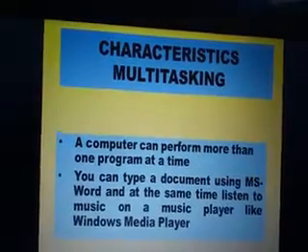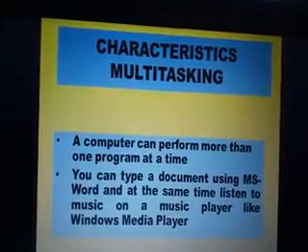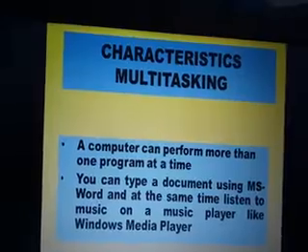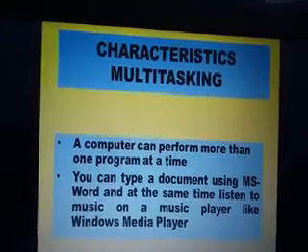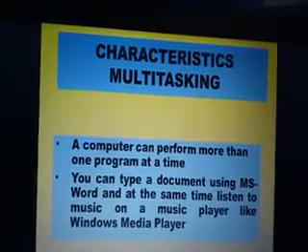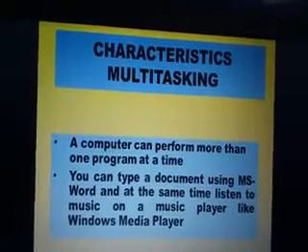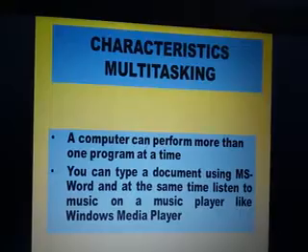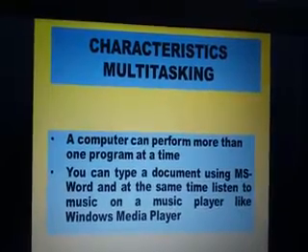Multitasking. A computer can perform more than one program at a time. What does it mean? Here's an example. You can type a document using MS Word or WordPad or some other word processing software, and at the same time listen to music on a music player like Windows Media Player.